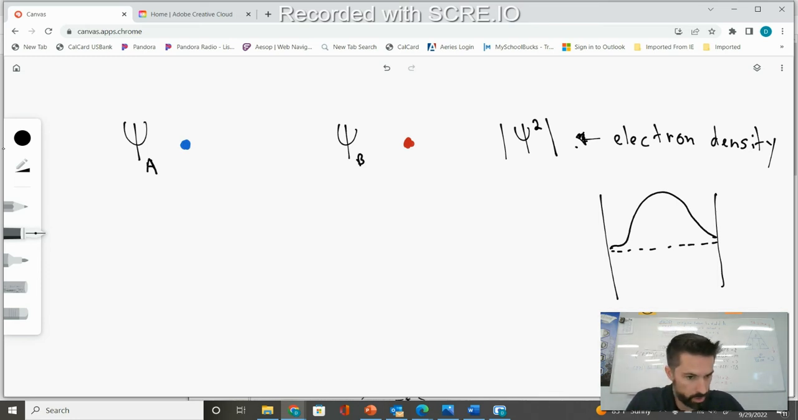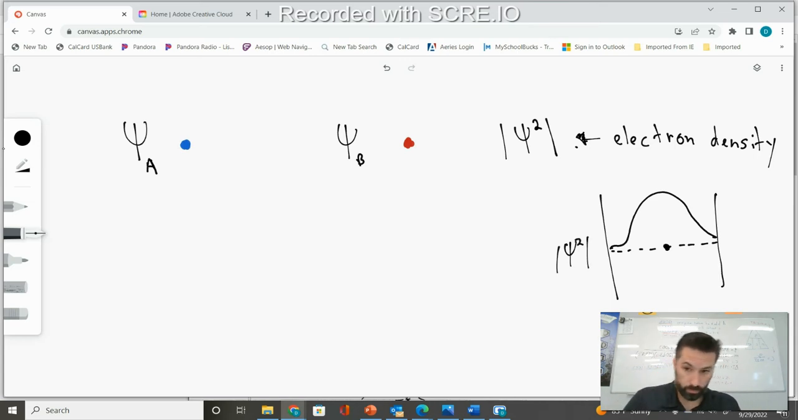Where the electron is more likely to be found right here than it is on the outside, where this center deal right here would be where your nucleus is. So the electron is going to be found most likely closer to the nucleus than it is far away from the nucleus. Okay? And that was our psi squared.